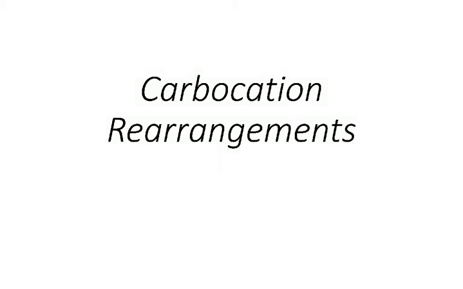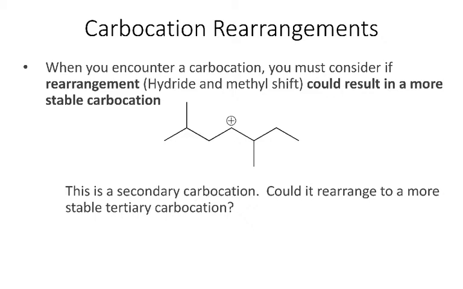Okay, we've encountered carbocation rearrangements in some of the previous videos, but in this one we're going to look at them in a little bit more detail. Specifically, we want to know when carbocation rearrangements occur and when they don't. Right now we have a secondary carbocation, and we want to know, can it rearrange to form a more stable tertiary carbocation?